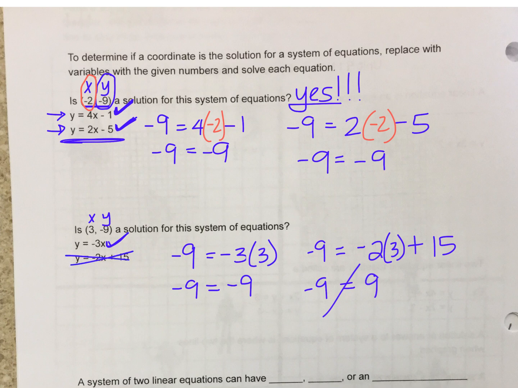That means, is this a solution for both of these? Absolutely not. As soon as you get one no, you can stop. If our first one right here had not worked, I could just say no. You either have to have 2 checks or it doesn't work.